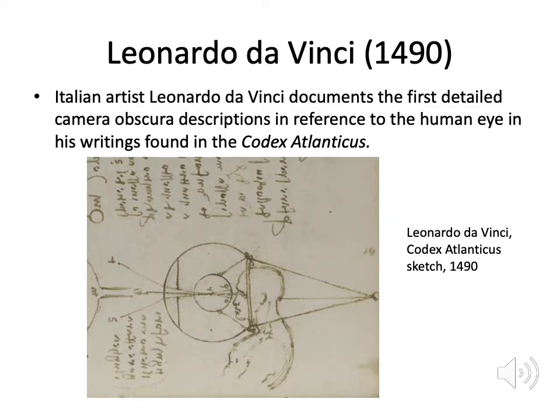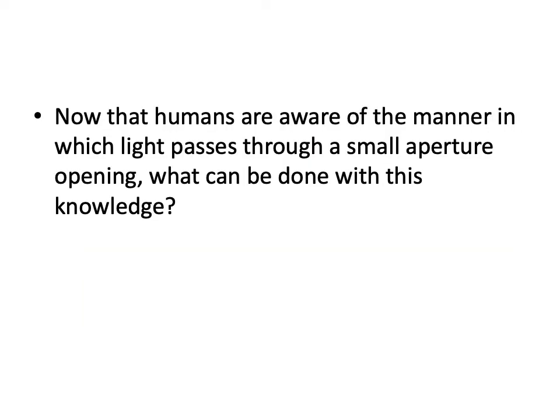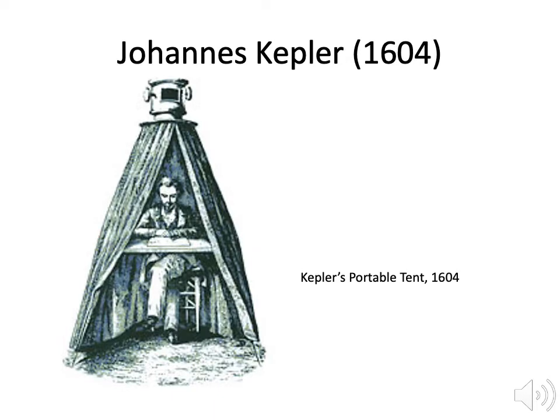Many known artists such as Leonardo da Vinci, Michelangelo, Rembrandt, Johannes Vermeer, they all used the camera obscura to help them paint some of their most famous artworks. German astronomer Johannes Kepler also uses a camera obscura. He alters it to a portable tent in 1604 instead of a large room.